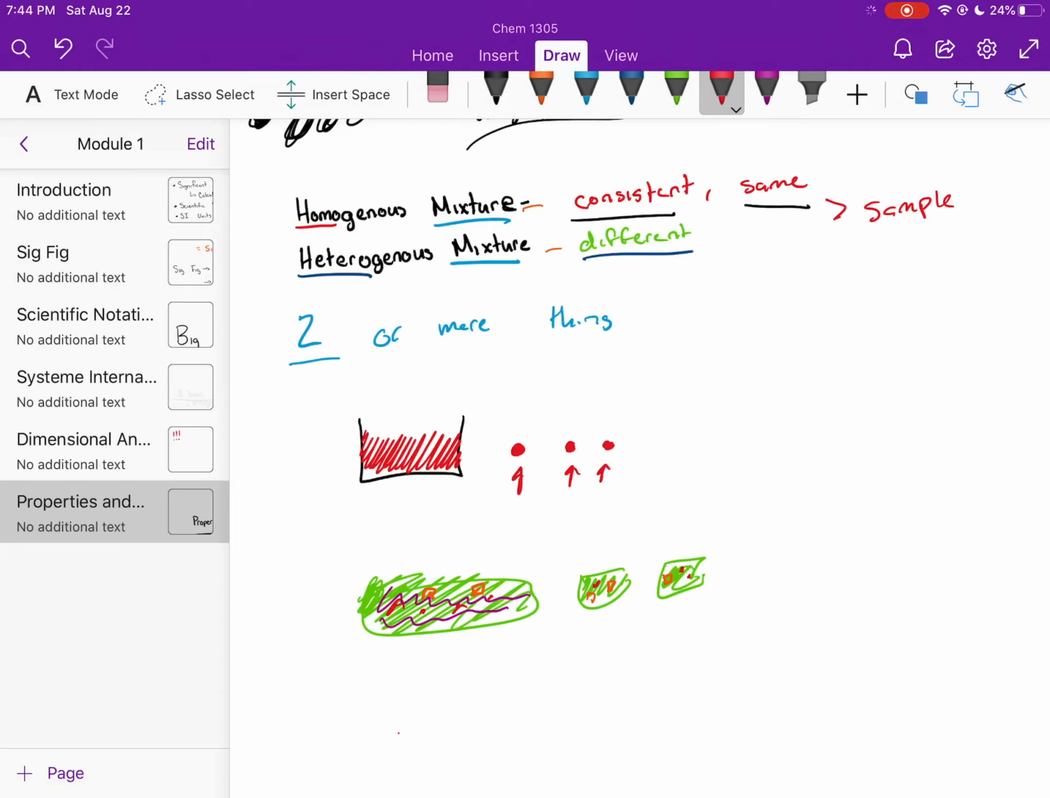So that really deals with everything Module 1 talks about, properties and changes. If you have any more questions, just refer back to this video as always, or even just ask your peer leader if you need any more help. They'll be happy to help you.